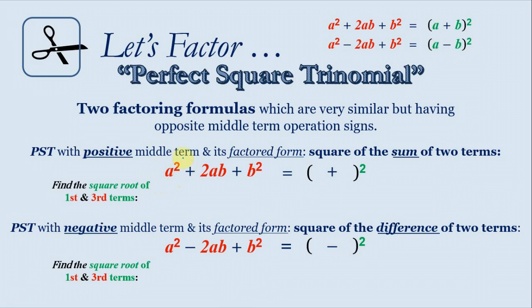The square root of a squared is a. It is found by dividing the exponent by 2. Similarly, the square root of b squared is b. We would be doing the same for the bottom problem.